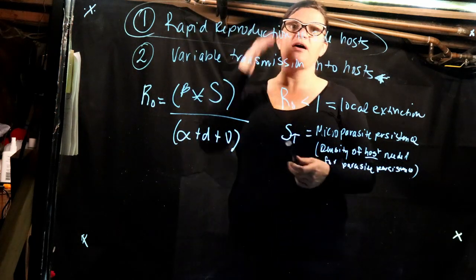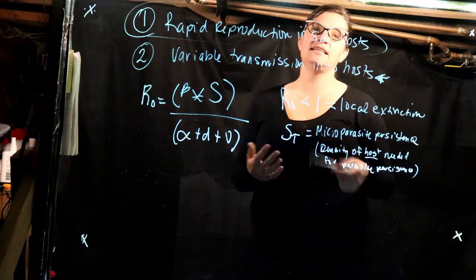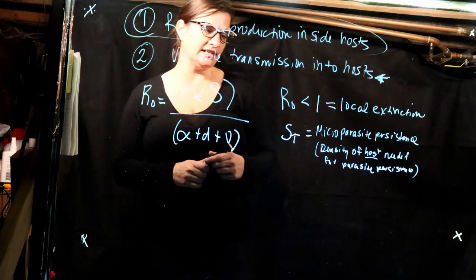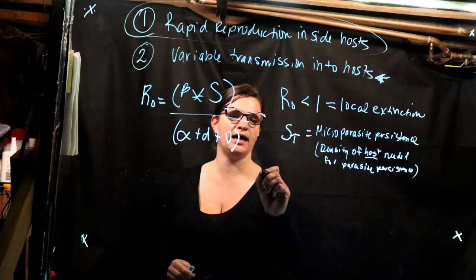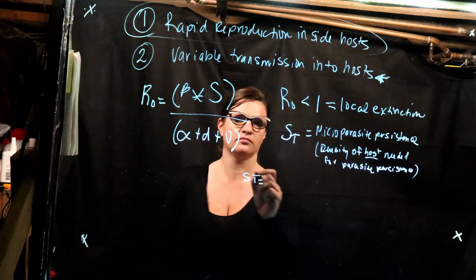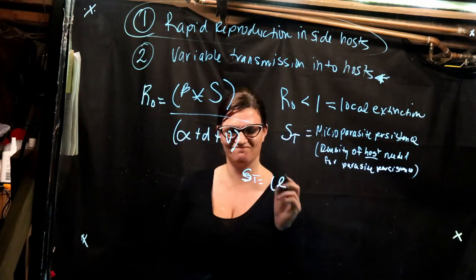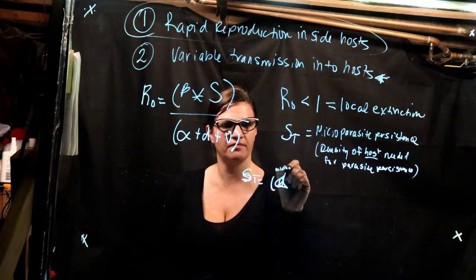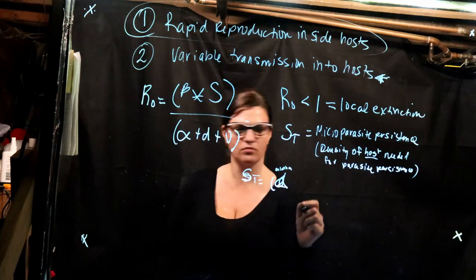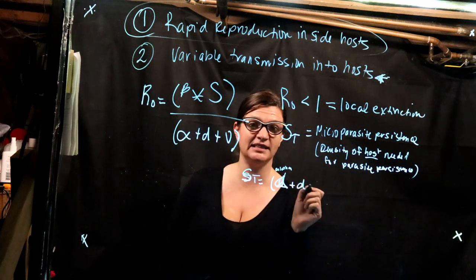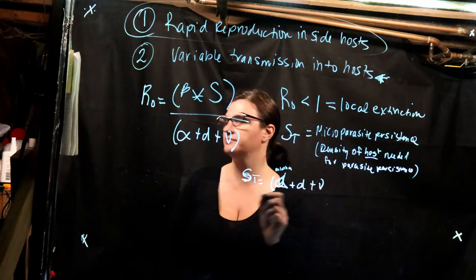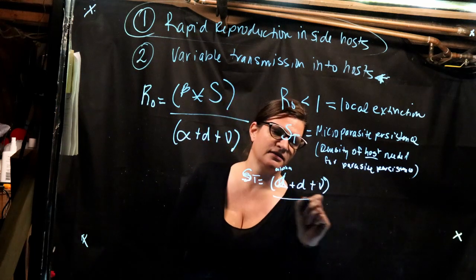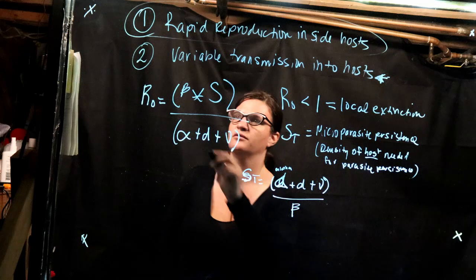or you'll sometimes hear people talk about S of T also as the disease threshold. Okay, so what is that equal to? Well, S of T equals alpha plus D plus V, so this denominator, divided by beta, which is right here.